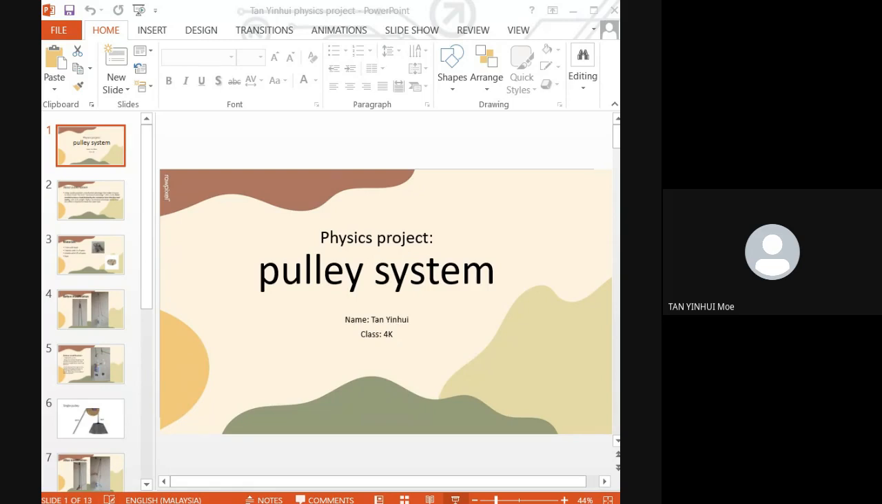Hi, my name is Tan Yin Hui and my physics project is a pulley system. So what is a pulley system? Using a pulley provides a mechanical advantage. I'm sorry, can you please change to slideshow presentation so we can see better? How do I do that? It's at the below part here. Yeah, that one. I pressed already. Never mind. All right, continue.